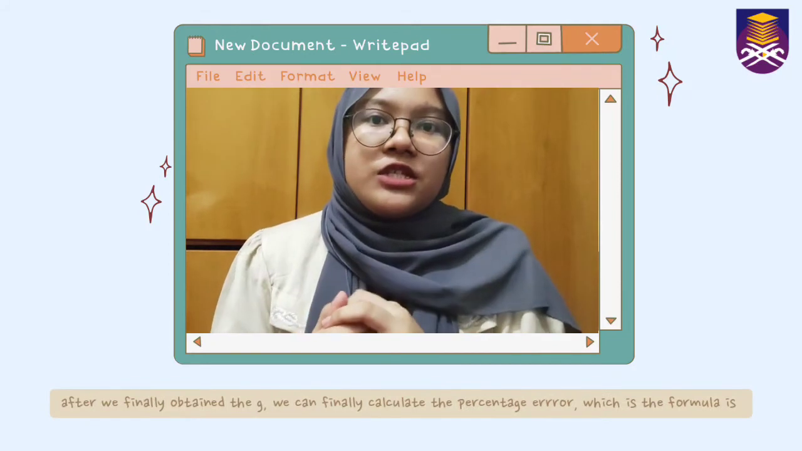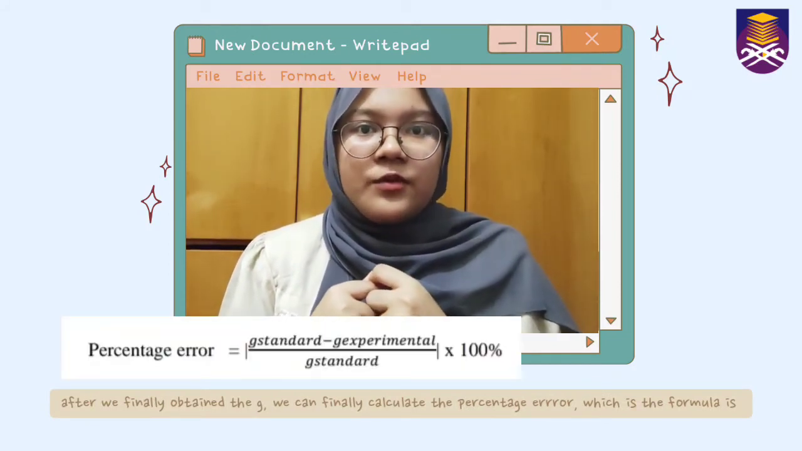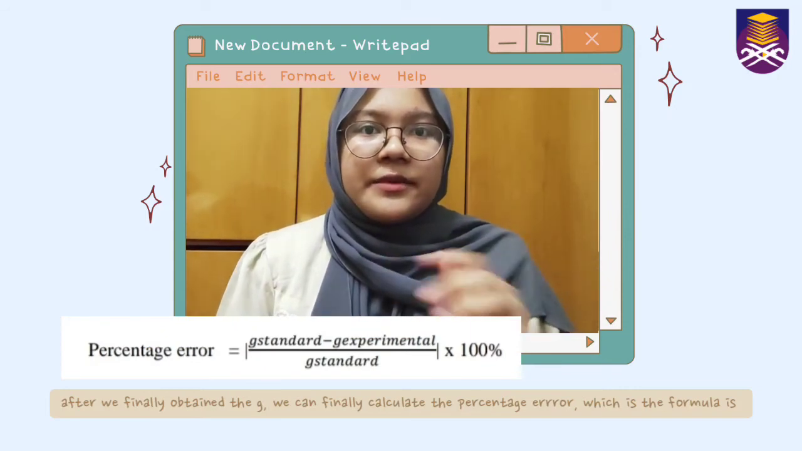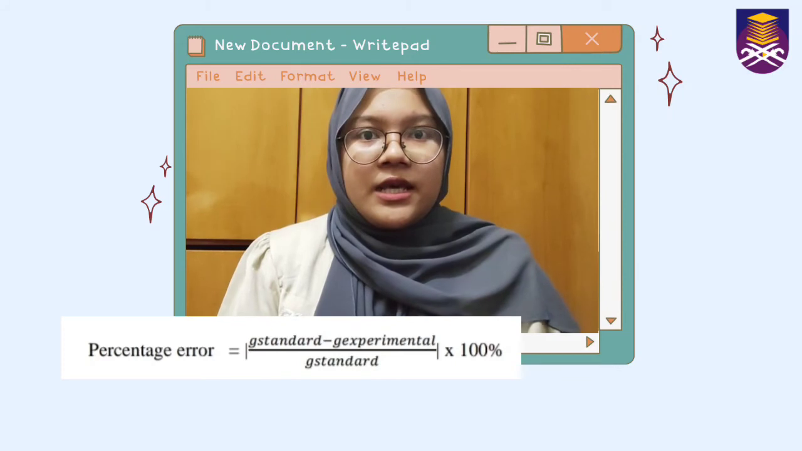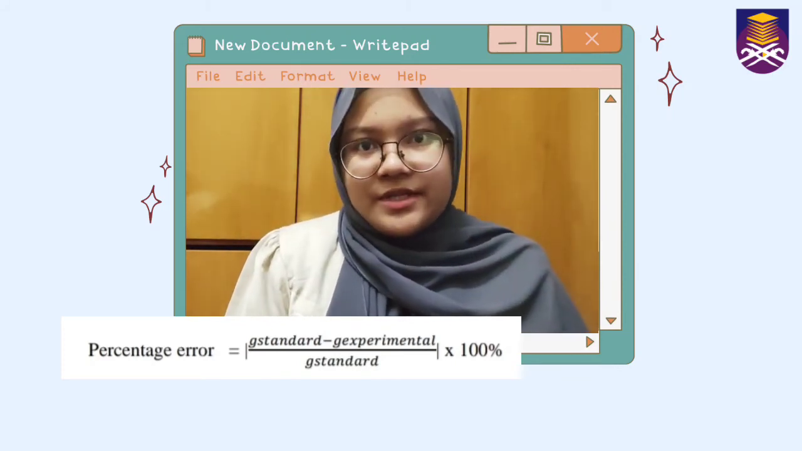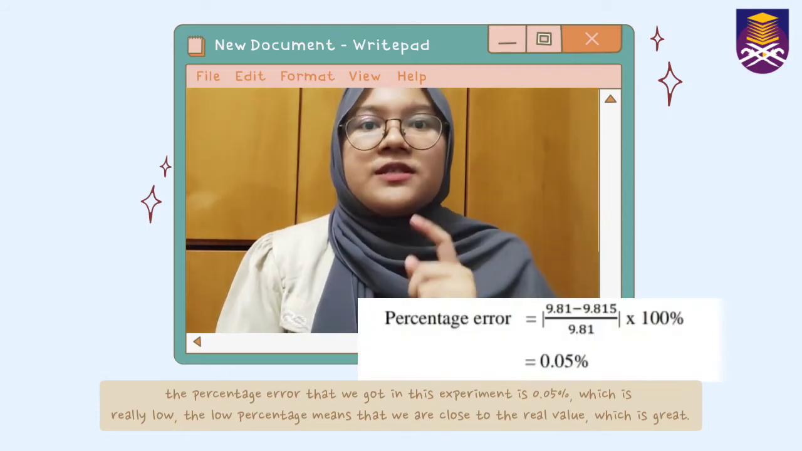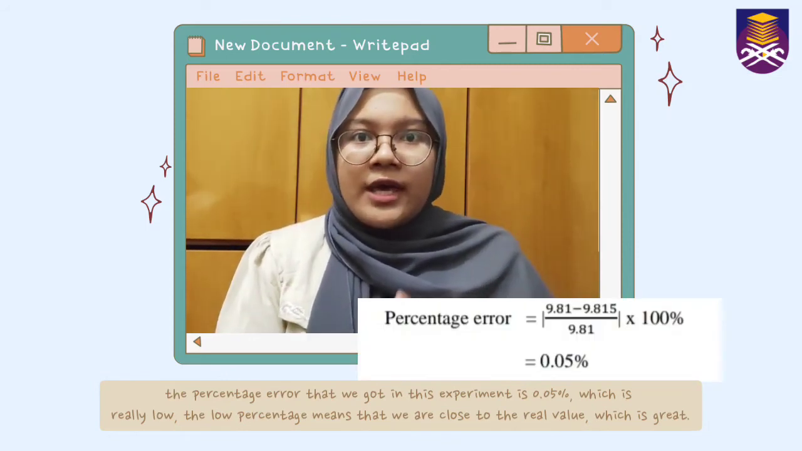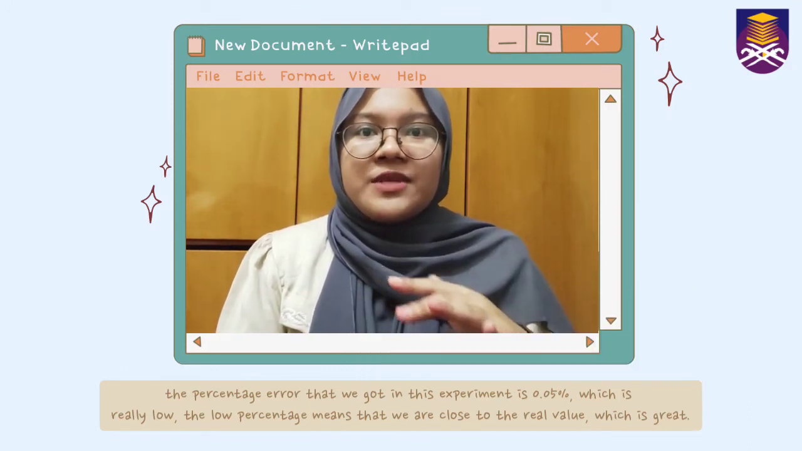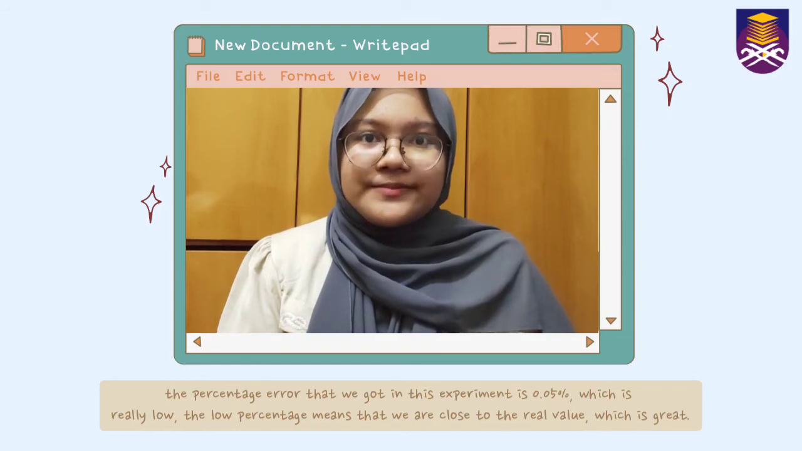After we obtain G, we can finally calculate the percentage error, where the formula is G standard minus G experiment, over G standard, and then multiplied by 100%. The percentage error that we got in this experiment is 0.05%, which is really low, and a low percentage error means that we are really close to the real value.